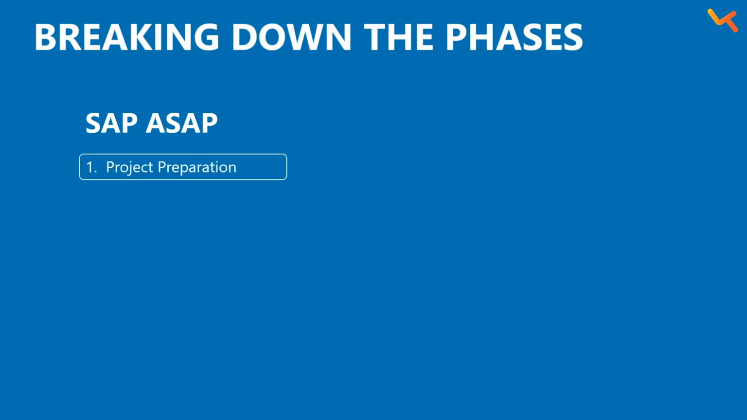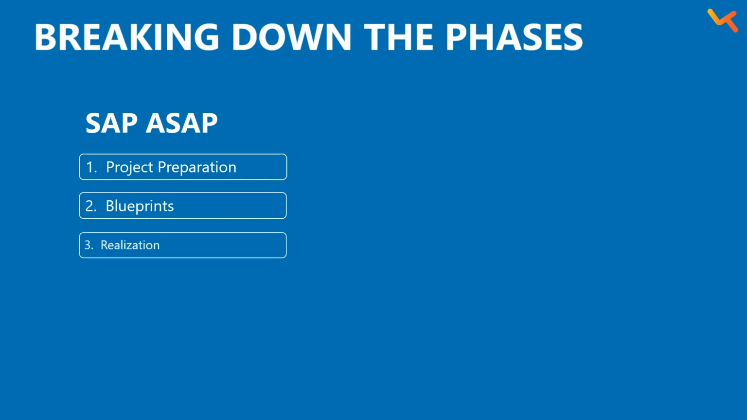Alright, let's see how these two methods actually work step by step. First is SAP ASAP. The first phase in SAP ASAP is project preparation. This is like setting the stage for your project, similar to the discover and prepare phase in Activate. The second phase in ASAP is blueprint design. Here you map out exactly how you want your SAP system to work, defining the target state through workshops and configuration. Activate replaces this with the explore phase.